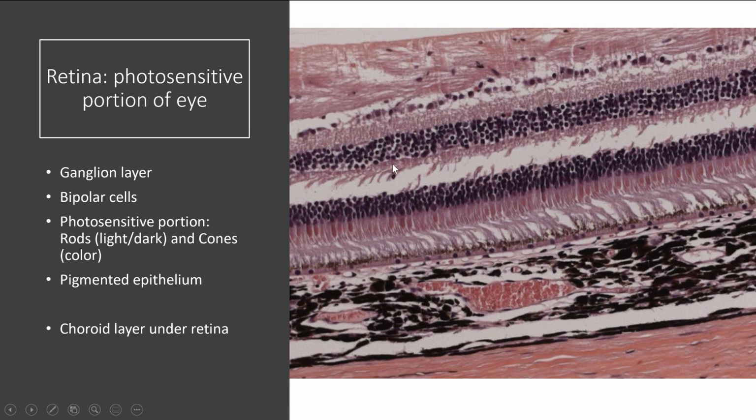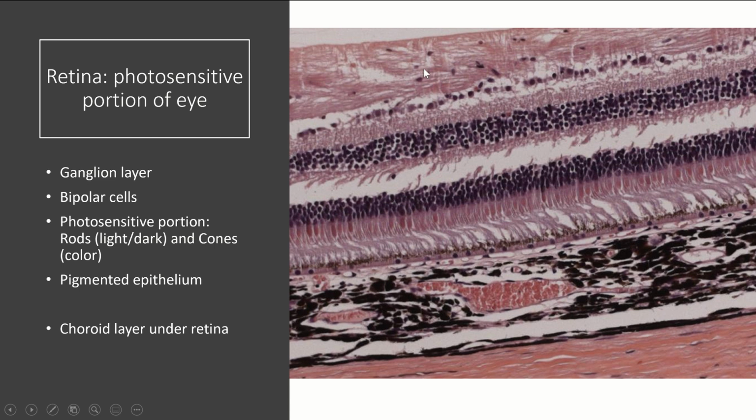Okay, the next portion is going to be the bipolar cells, and remember, bipolar cells are cells that reach from one area and touch another, and the nucleus is in the middle. So they're communicating between the rods and cones and then the layer on top of them. Okay, so that's the bipolar cells.